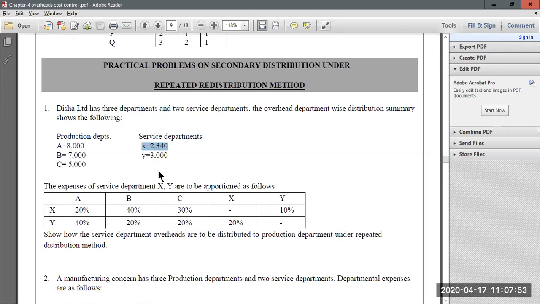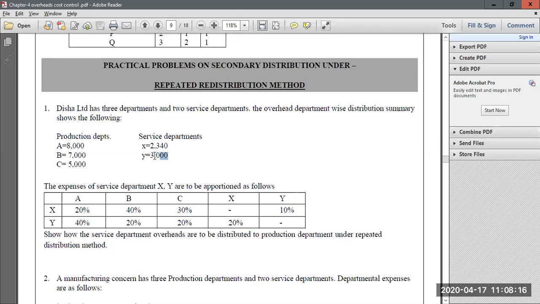So whenever we are doing the redistribution or reapportionment, this 2,340 has to be allocated to departments A, B, C and Y in this percentage. If we convert this percentage into a ratio, it will become 2 is to 4 is to 3 is to 1.